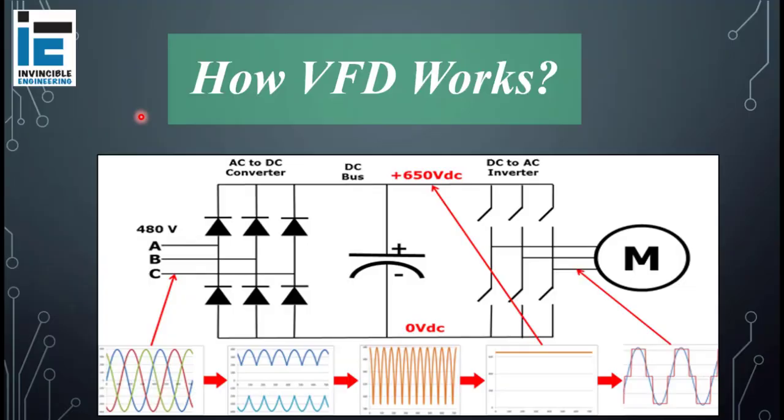VFD stands for Variable Frequency Drive. The input 3-phase supply is converted to pulsating DC using power diodes. Then pure DC is generated using capacitors. After that, this DC voltage is inverted to 3-phase AC using IGBT modules. Using IGBT switching, we can control output frequency and voltage.